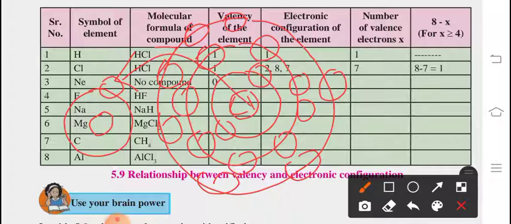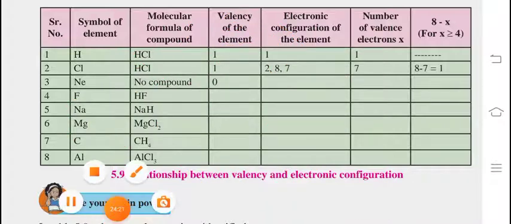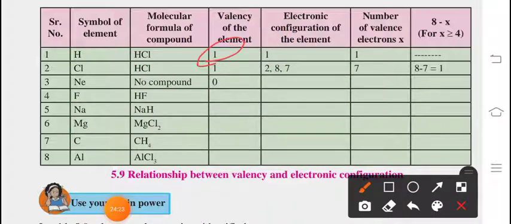So how many electrons are going to be shared over here? Only 1 electron. So hence we can say valency of the element is 1. Electronic configuration of the element is also 1. Number of valence electrons is also 1. Okay. And this condition is not satisfied over here, because this condition is that X should be greater than or equal to 4, but here X is 1, so that is why this condition is not satisfied.